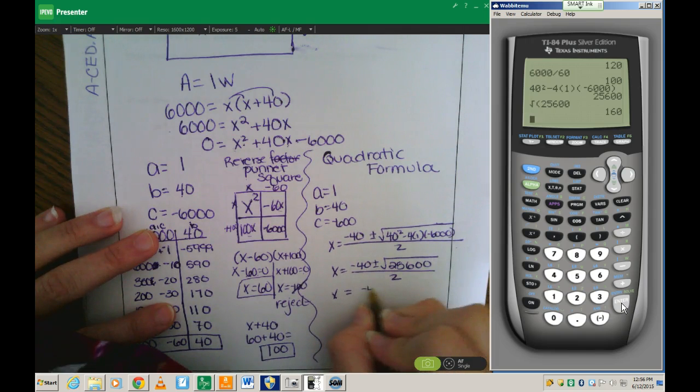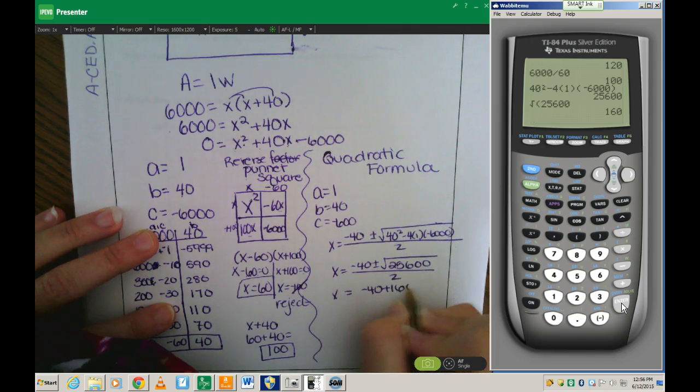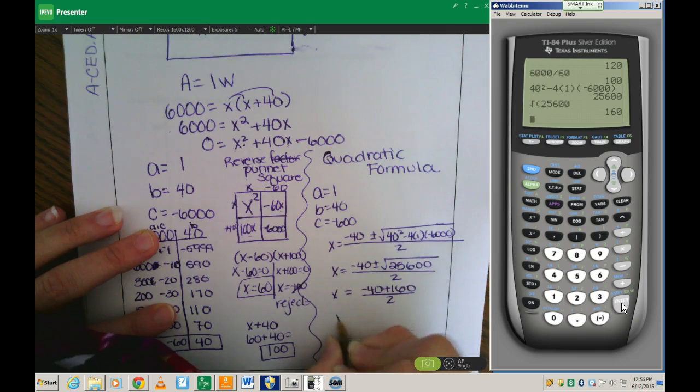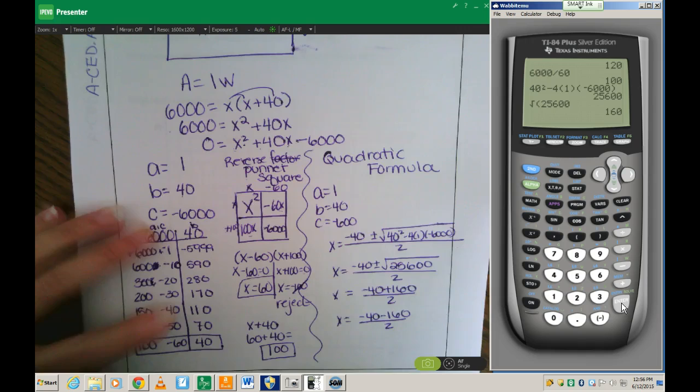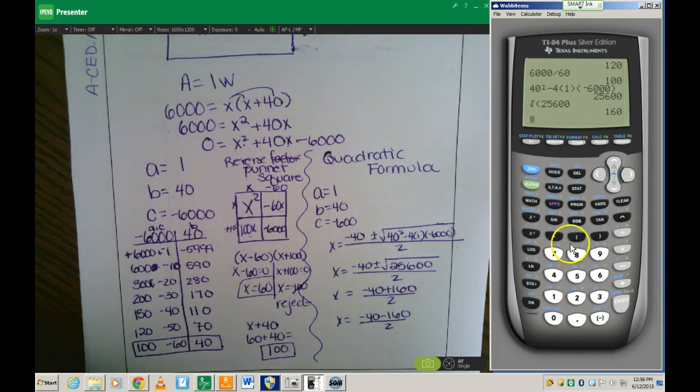X equals negative 40 plus 160 divided by 2. X equals negative 40 minus 160 divided by 2. Because it's a fraction, when I put it in the calculator, I have to put the numerator in parentheses. So here's my negative 40 plus 160, parenthesis, divided by 2. Get 60.